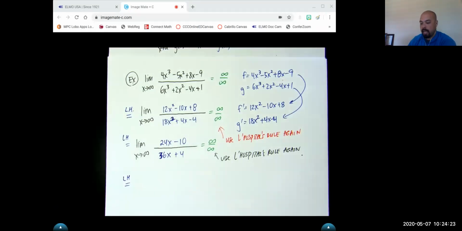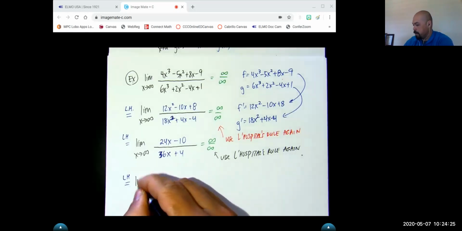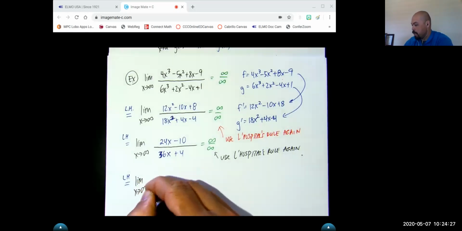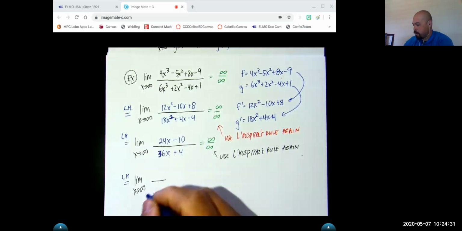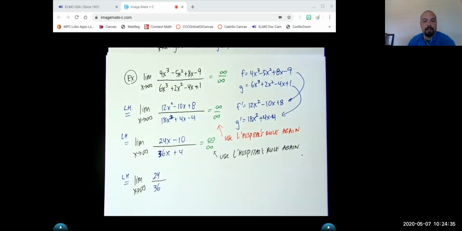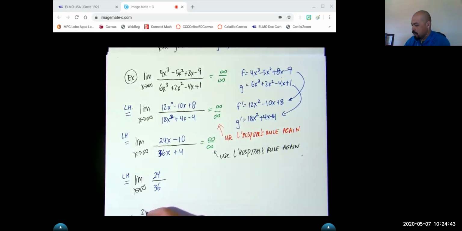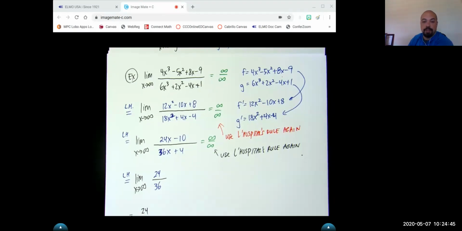So L'Hopital's rule again, the limit as x goes to infinity. Now taking the derivatives one last time, 24 over 36. Those linear terms, we just get their coefficients finally. And now in this case, it's just a constant. The limit of a constant is just that constant, the same 24 over 36.